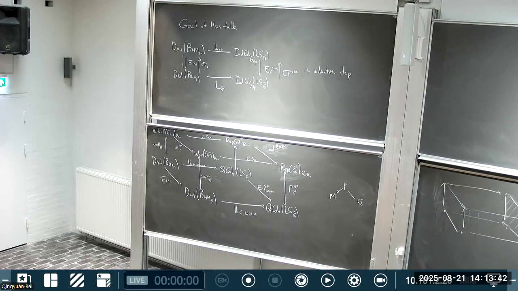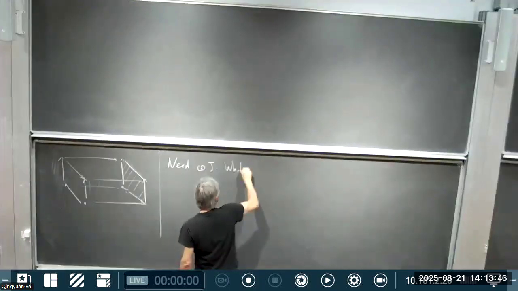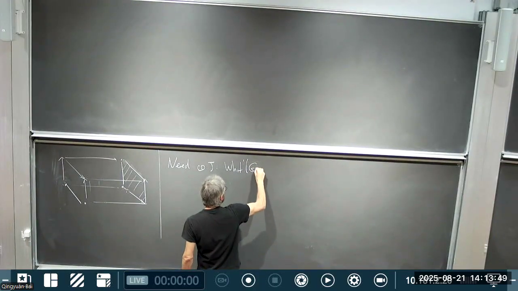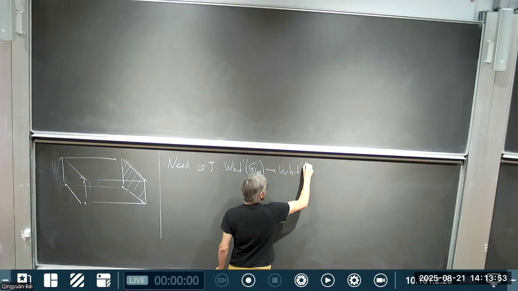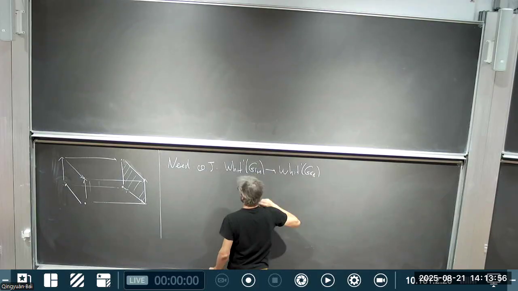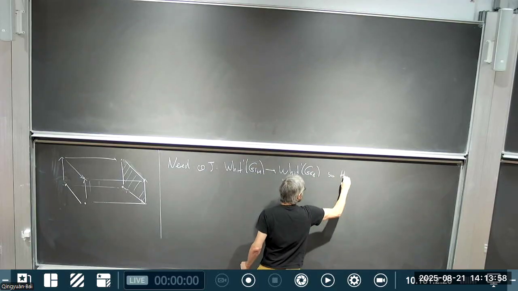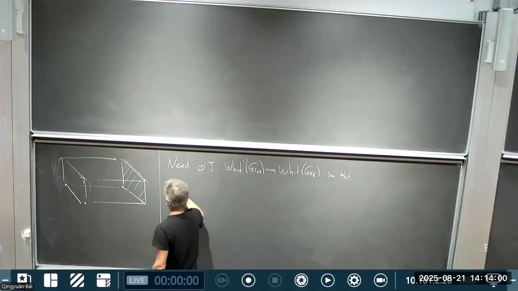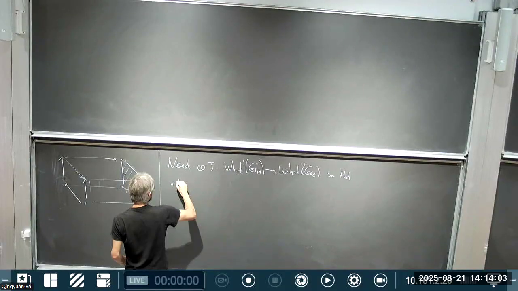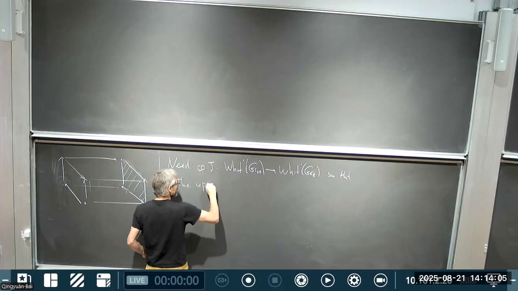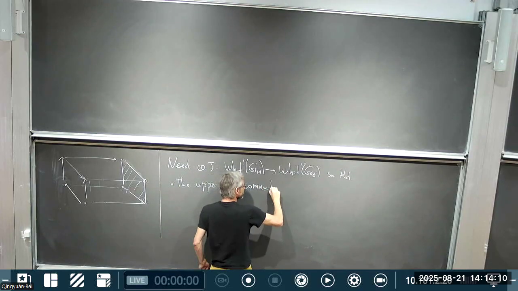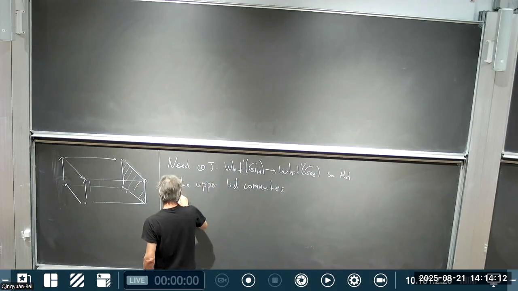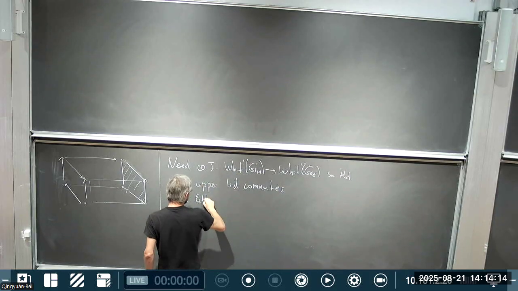From the Whittaker category of M to the Whittaker category of G, so that the upper lid commutes and the left lid commutes.